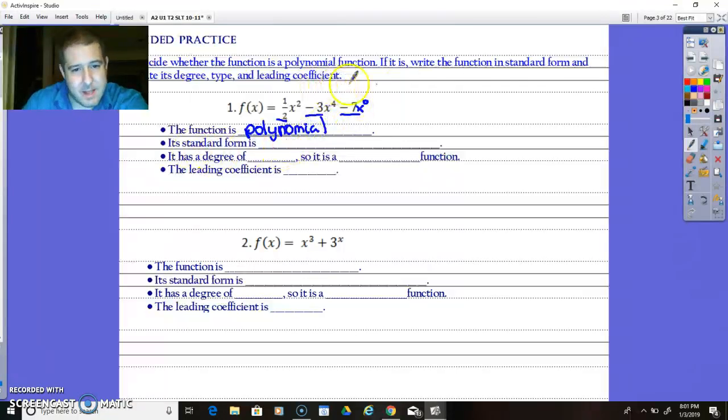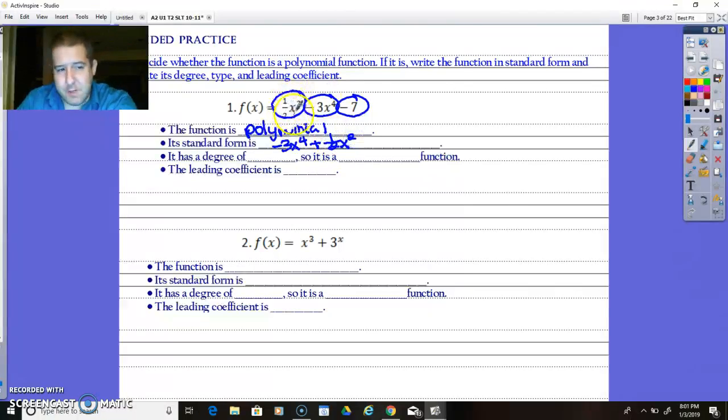Next question says write it in the standard form. Well, standard form just means put it in order from greatest to least. So I'm erasing this so I can show you that this is one term, this is another term, this is another term. If I put them in order, I'm going to put the one with the biggest exponent first, that's negative 3x to the 4th plus 1/2 x to the 2nd. The coefficients do not matter right now. All I'm looking for is the exponents, 4, 2, and then this one's 0, so I put minus 7 at the end. The degree is the biggest exponent, which was 4.